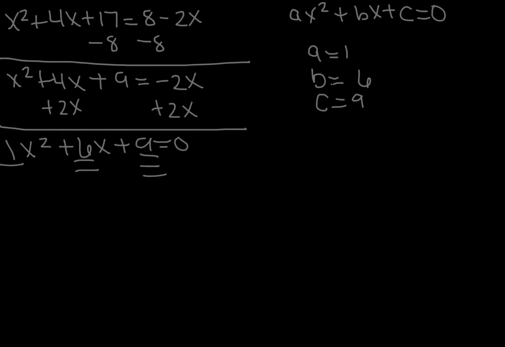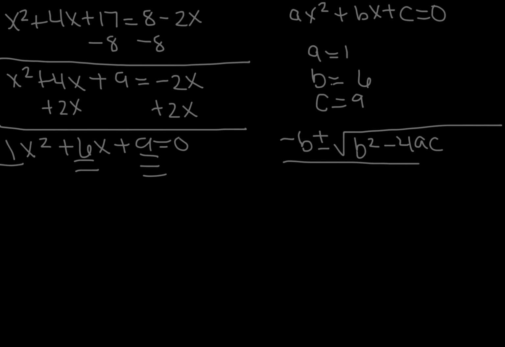Okay, great. So the next step we're going to do is we're going to take our numbers and plug them into the quadratic formula. So the quadratic formula is going to be negative b plus or minus the square root of b squared minus 4ac. And all of that is going to be over 2a.